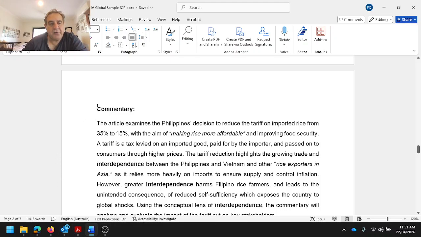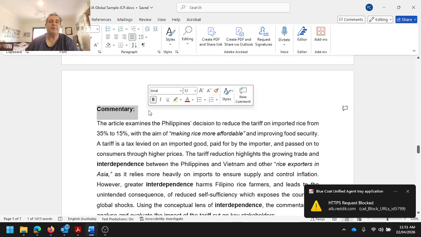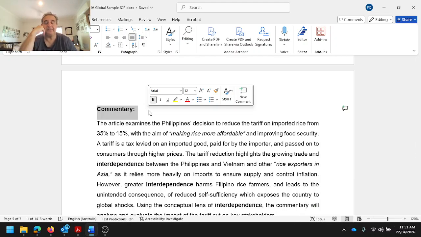I know from recent feedback that I've seen from external examiners, because they're getting a whole portfolio, the micro, macro, and global, sometimes it's hard to distinguish where the article finishes and the commentary starts. So my recommendation is now, as this student's done here, just put commentary at the top left-hand corner, put it in bold so it stands out.